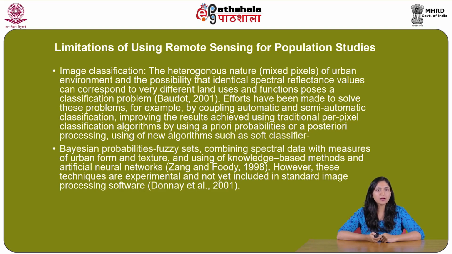For example, by coupling automatic and semi-automatic classification, improving the results achieved using traditional per pixel classification algorithms by using a priori probabilities or a posteriori processing, using new algorithms such as soft classifiers, Bayesian probabilities, fuzzy sets, combining spectral data with measures of urban form and texture, and using knowledge-based methods and artificial neural networks. However, these techniques are experimental and not yet included in standard image processing software.